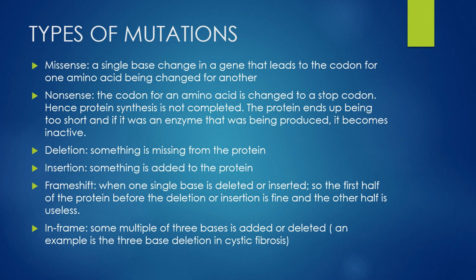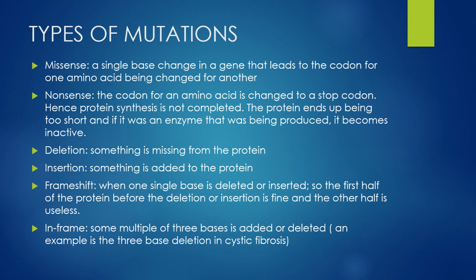Now, nonsense mutation is where the codon for an amino acid is changed to a stop codon. So because of this, protein synthesis is stopped prematurely. So what you end up having is an incomplete protein. The next type of mutation we have is a deletion. In a deletion, something is missing from the protein. It could be a single base, it could be an entire codon, but we know that the protein is lacking something. Insertion, meaning something is added into the protein.